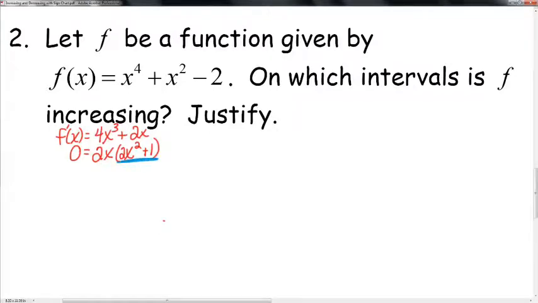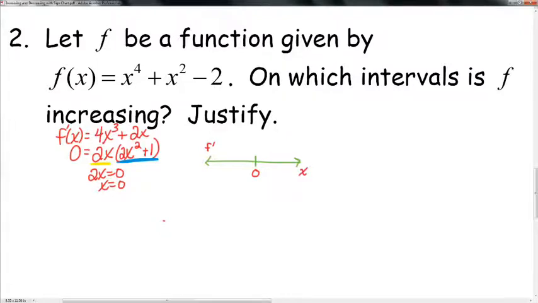So my only critical value is this guy right here. So I have 2x is equal to 0, x is equal to 0. So let's go ahead and quickly create our number line. And so here's my 0, here's my f prime, these are my x's.